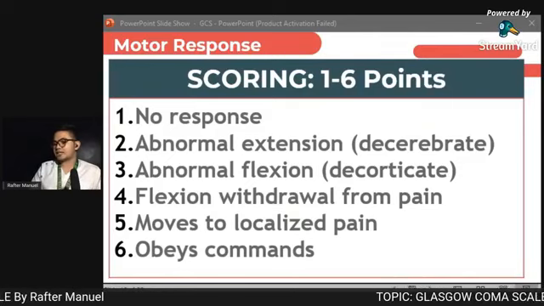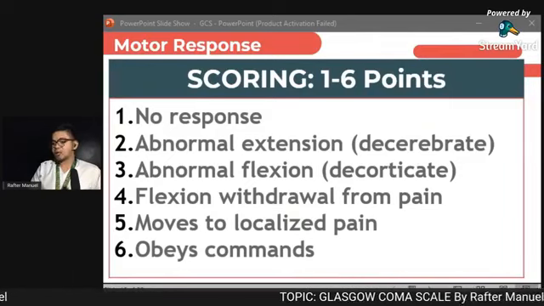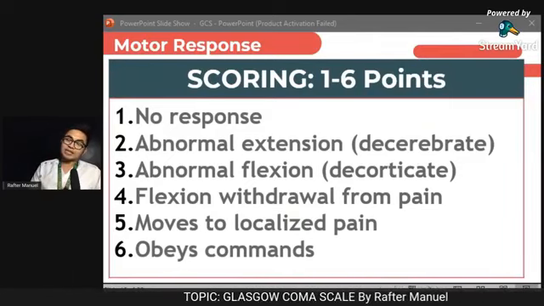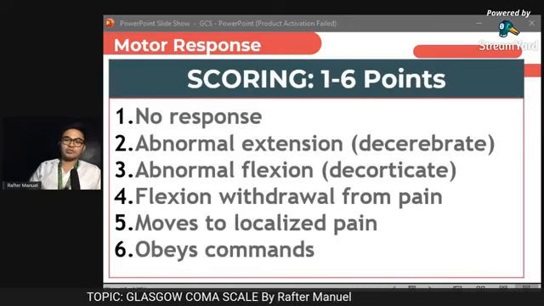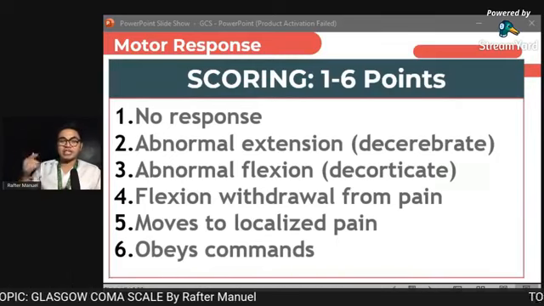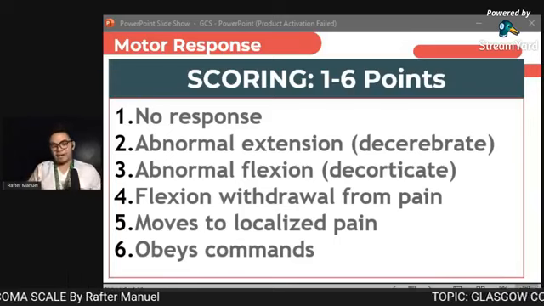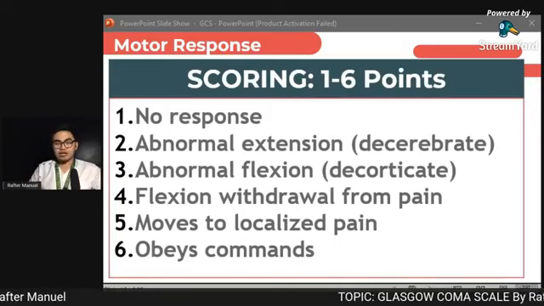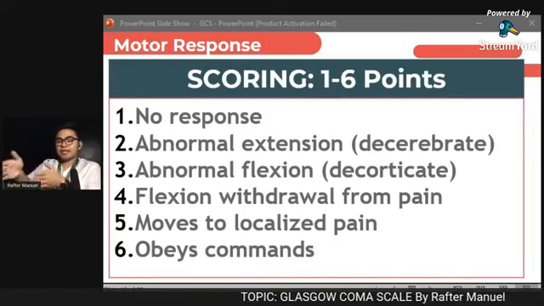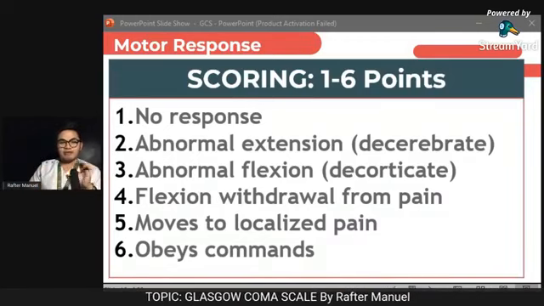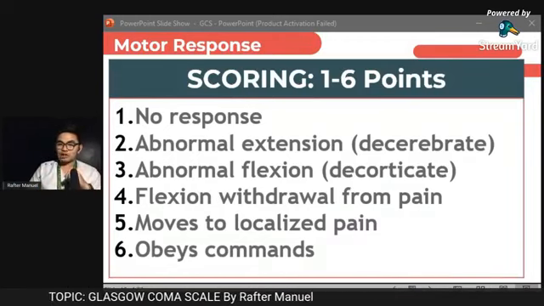Sir, ma'am, can you please lift your left leg? Can you please lift your right leg? Those kinds of questions. Because we are assessing the high cortex functioning based on the hierarchy of the brain function. Now, moving down, okay, 5 points for moves to localized pain.